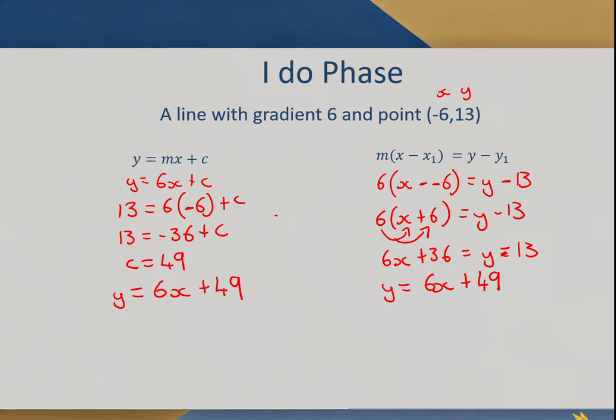So I've done it both ways. It doesn't matter what method you use. It's about you must understand where a formula comes from. You can't just accept it.